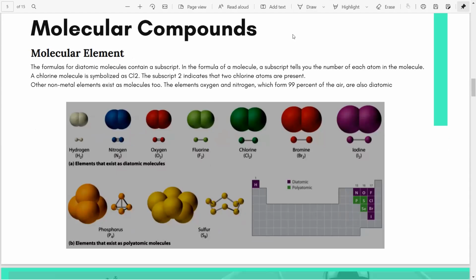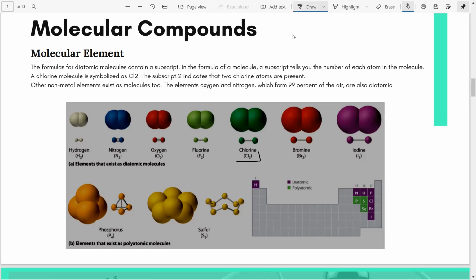The formulas for diatomic molecules contain a subscript. In the formula of a molecule, a subscript tells you the number of each atom in the molecule. So a chlorine molecule is symbolized as Cl with a subscript 2, which tells us that there are two chlorine atoms present together.